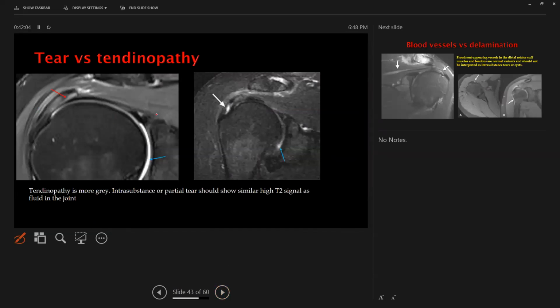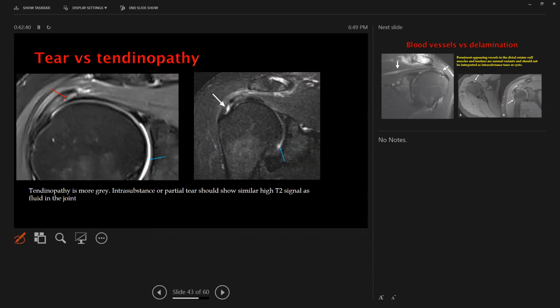Sometimes it may be difficult to differentiate between tendinopathy and a small intrasubstance tear. How do you differentiate them? Again, you can see there's a lot of high signal within the tendon. The tendon looks thickened. However, the intrasubstance high signal is not as bright as the fluid within the joint. If there is a tear, it should look as bright as the fluid in the joint. So you always compare that.